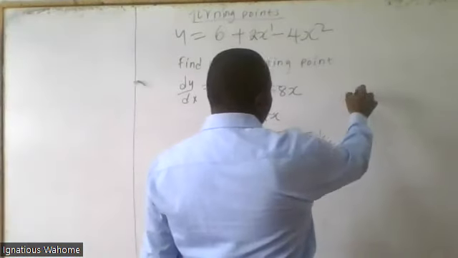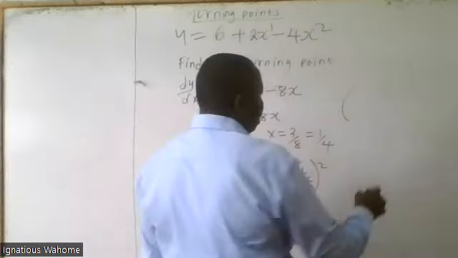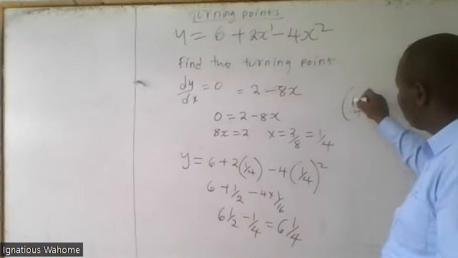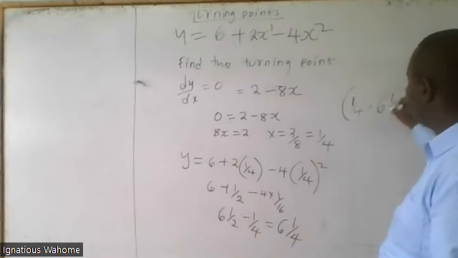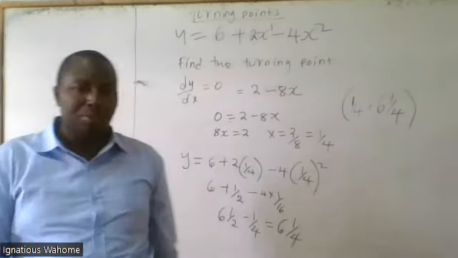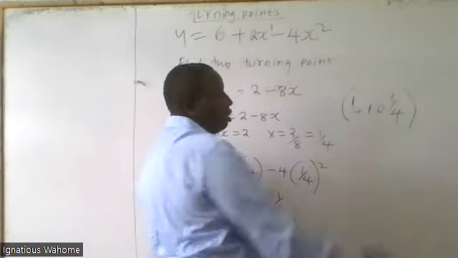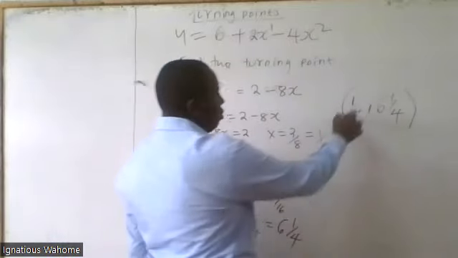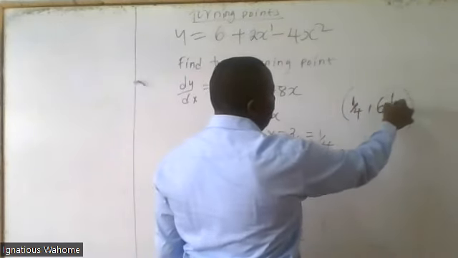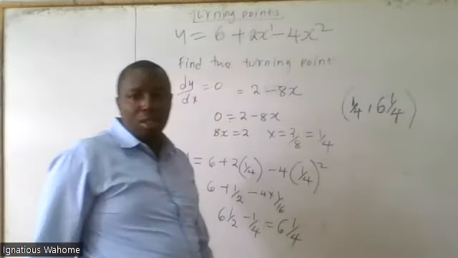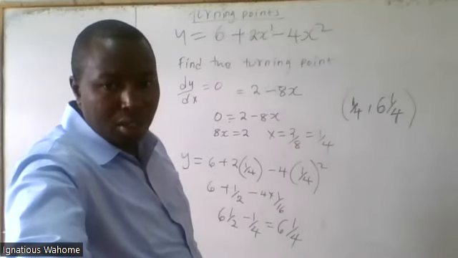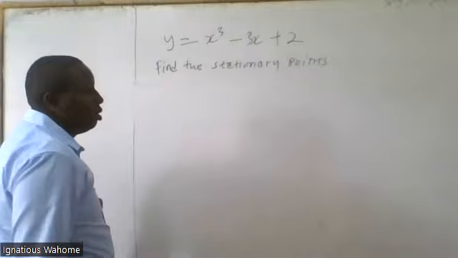So your turning point, which you also call the stationary point, is x equals a quarter, and y is 6 and a quarter. That is the turning point: a quarter, 6 and a quarter. So that's how you find the turning point.